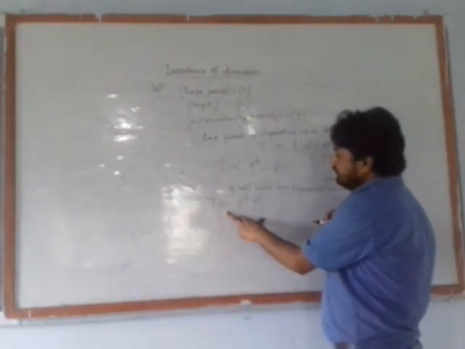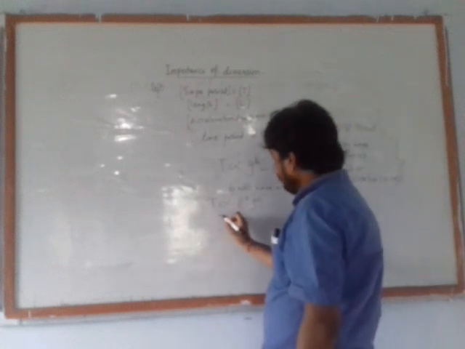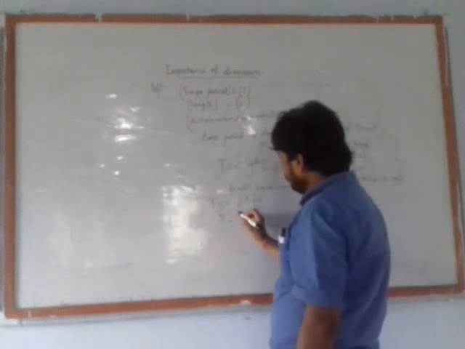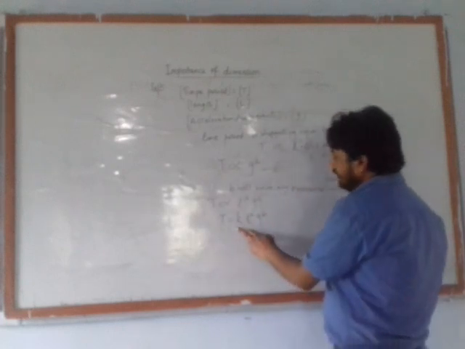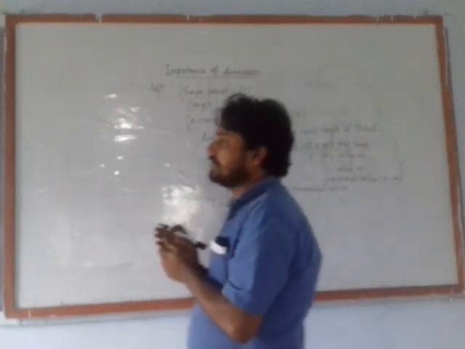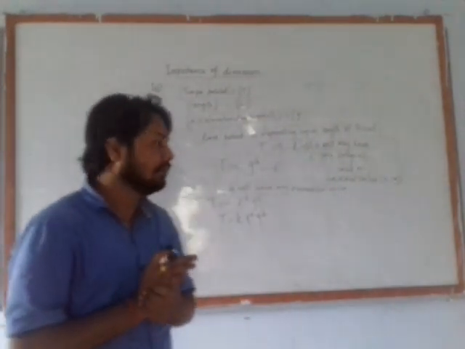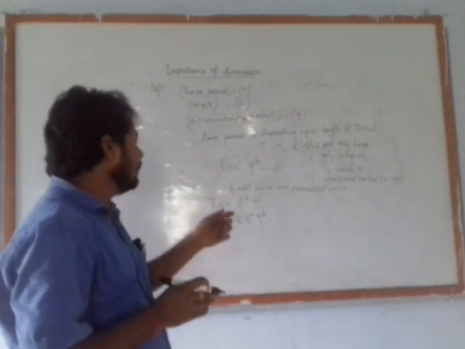Now I have to write here the physical equation. So I have to remove this proportional sign. So I will write simply T is equal to K times L to the power A and g to the power B. So K is a constant. This is the standard equation we are going to derive. Here the constant value is already known, so that value I will write here.